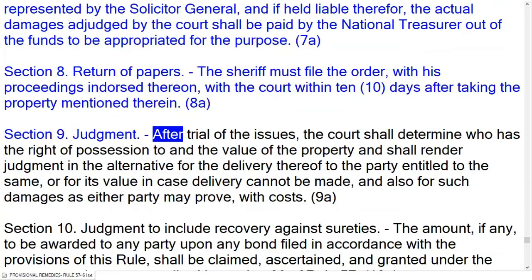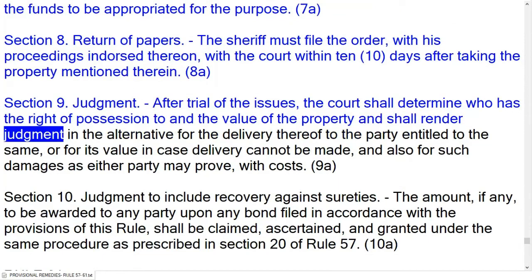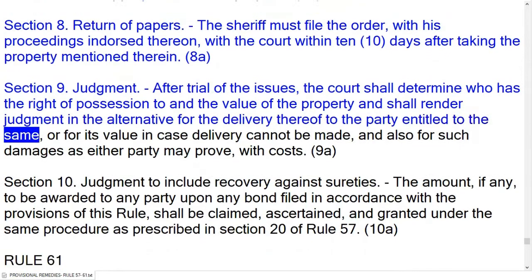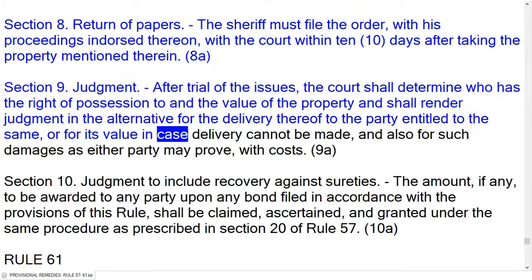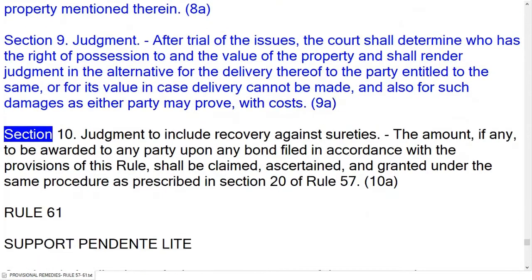Section 9. Judgment. After trial of the issues, the court shall determine who has the right of possession to and the value of the property and shall render judgment in the alternative for the delivery thereof to the party entitled to the same, or for its value in case delivery cannot be made, and also for such damages as either party may prove, with costs.